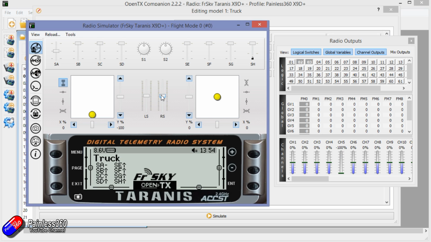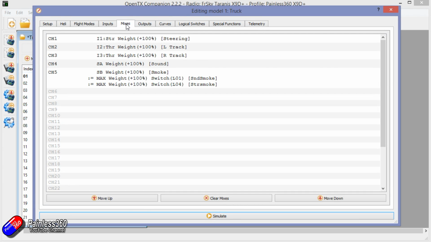Right. So when both of the middle channel positions are there and it's on 0 and 0, the model isn't moving, the truck is sat still, none of the ESCs are actually turning, then logical switch 4 isn't on. However, if we move any of these controls at all, then logical switch 4 comes on. And that is something we can use to, guess what, do exactly the same thing again in mixes.